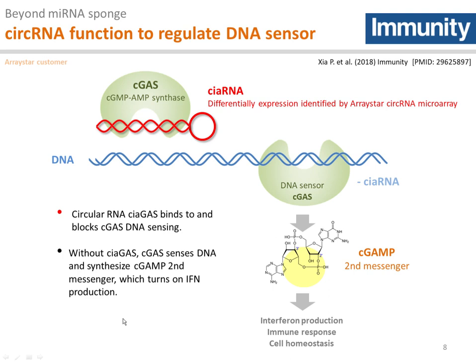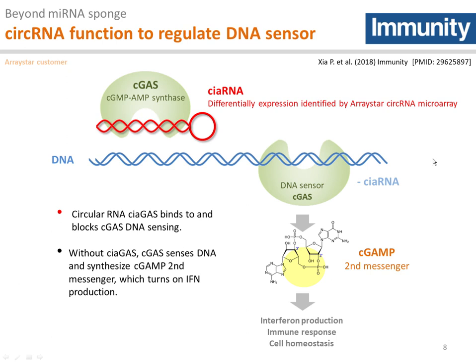In a work published in Immunity, circular RNA Sirt was identified as differentially expressed between hematopoietic stem cells under homeostasis and under cell cycling conditions on ArrayStar circular RNA microarray. The circular RNA binds to cyclic GMP-AMP synthase, or cGAS, to block the cGAS interaction with DNA fragments.